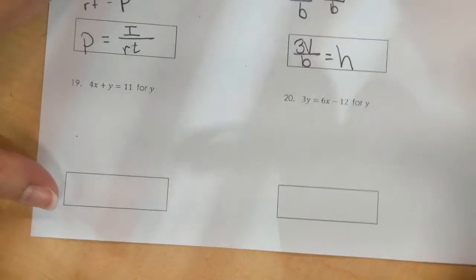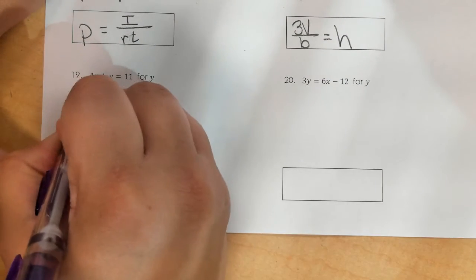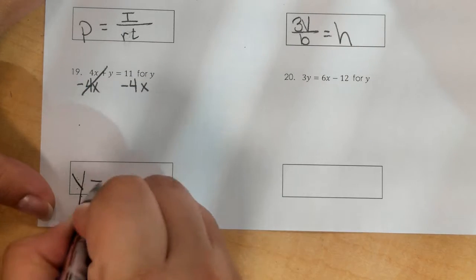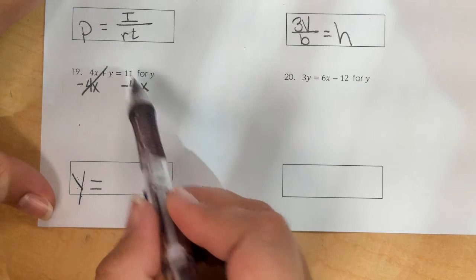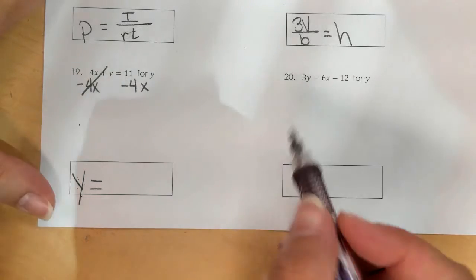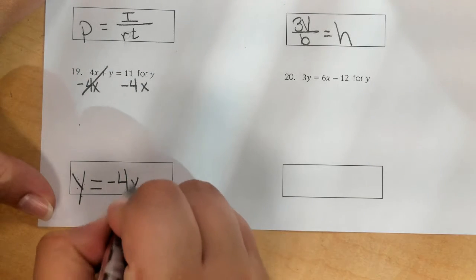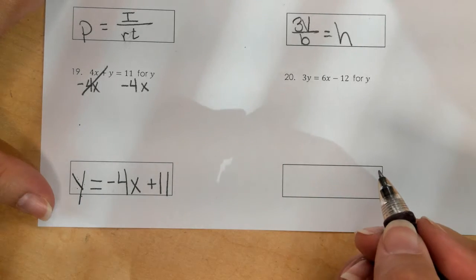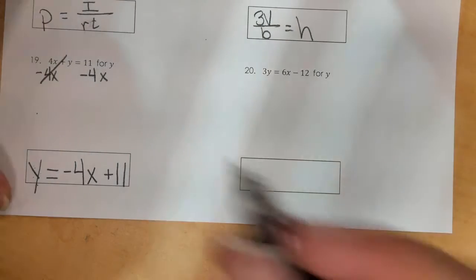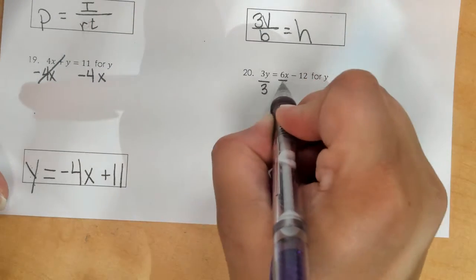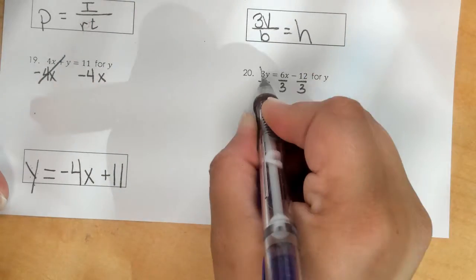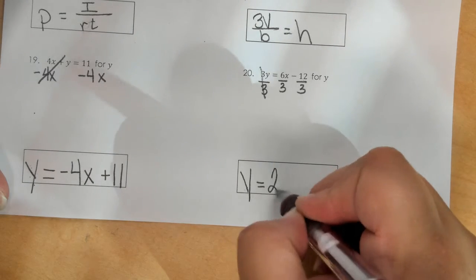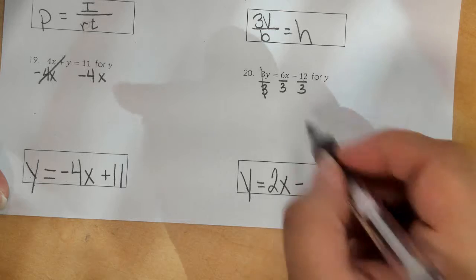Okay, for 19, to get Y by itself, I want to subtract the 4x over. So I have Y equals, remember we don't actually subtract these because they're not like terms, so I just write them down with the x first. So negative 4x plus 11. Then for 20, we divide everything by 3 to get that y by itself. So y equals 2x minus 4.